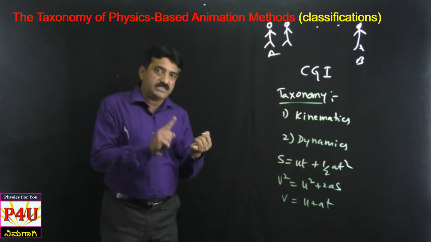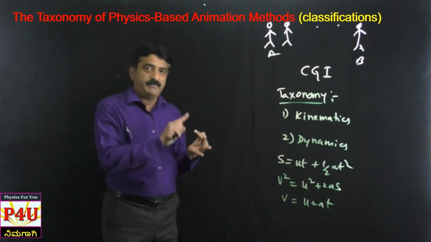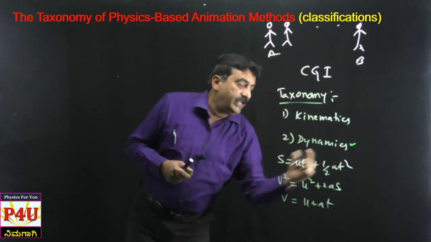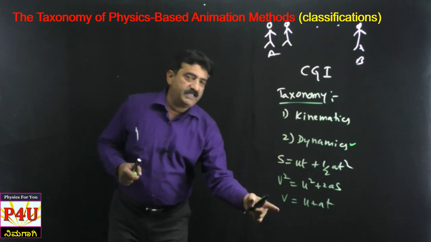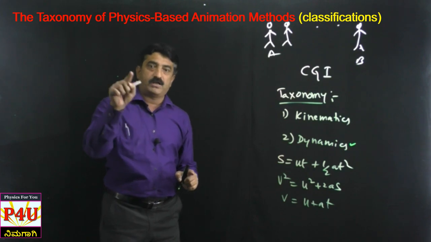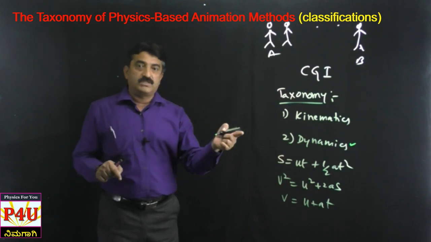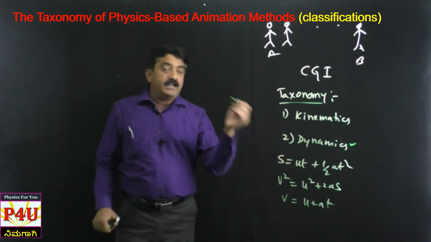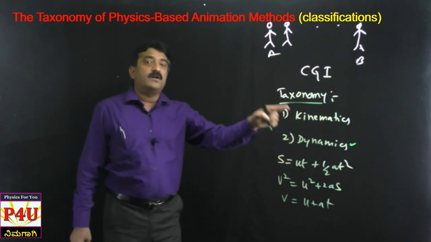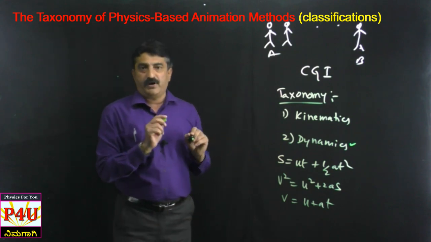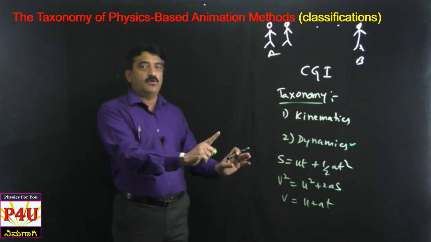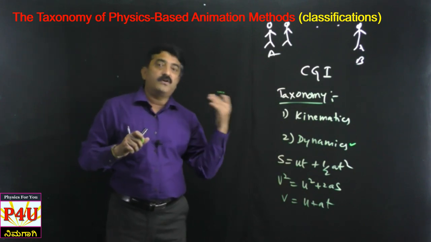Here we come across distance, velocity, time, displacement, acceleration, etc. That's all. When it comes to dynamics, we not only consider parameters like distance, displacement, velocity, we also consider mass, momentum, kinetic energy, work done, etc. That means force, everything we consider. That means in dynamics we consider not only the motion of the body, but also the cause for the motion. What causes the movement of the body? So kinematics is the study of motion of the body, only about the motion. Dynamics is the study of the cause for the motion of the body.